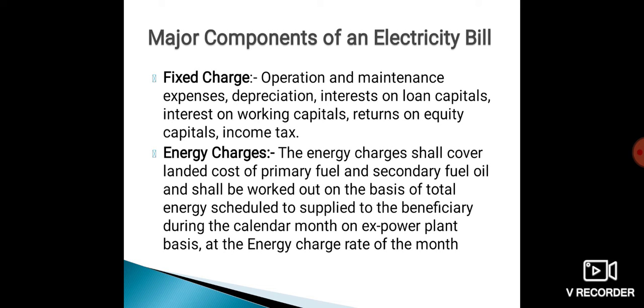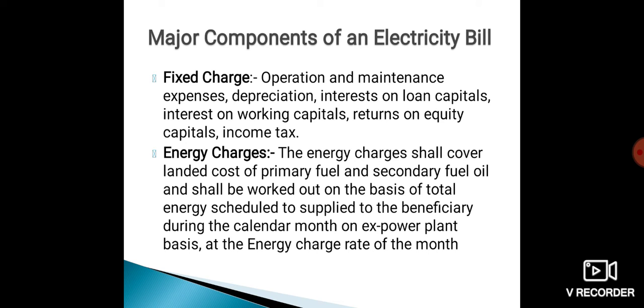Now all these factors are considered while designing or while fixing the fixed charge for the consumers. So considering all these factors, fixed charge for the consumer is decided. Second component is a energy charge.